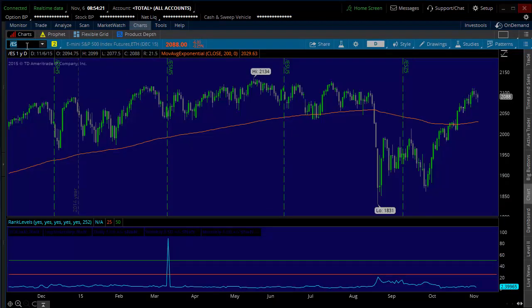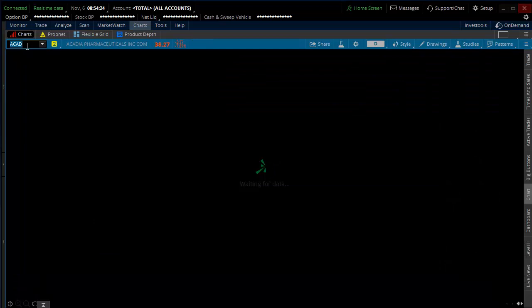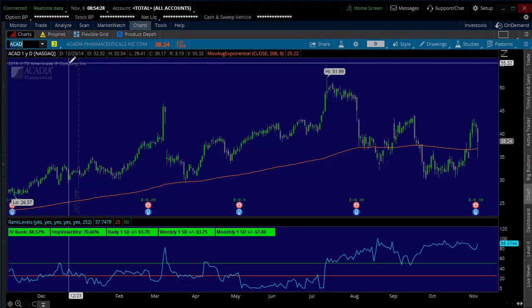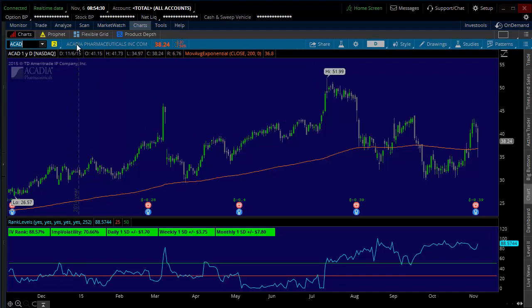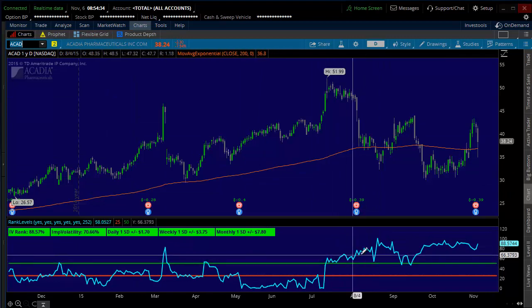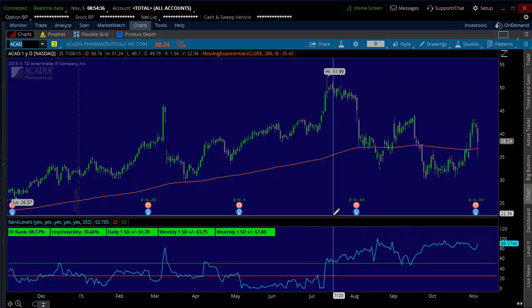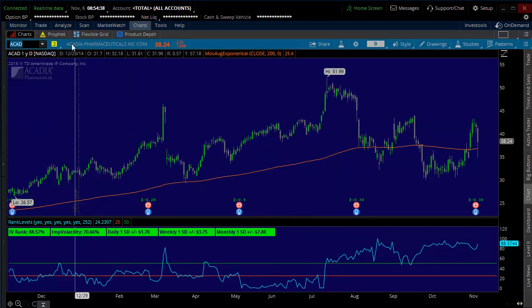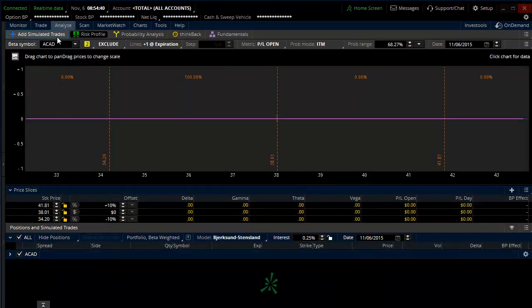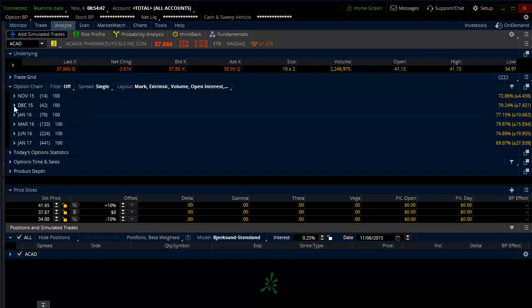So it's going to say ACAD. It's Acadia Pharmaceuticals. All right, there you go. Well, that tells you why it might be a little bit more volatile. Maybe they're having drug trials or something going on. Well, now let's go ACAD. Let's see what options are available to us.